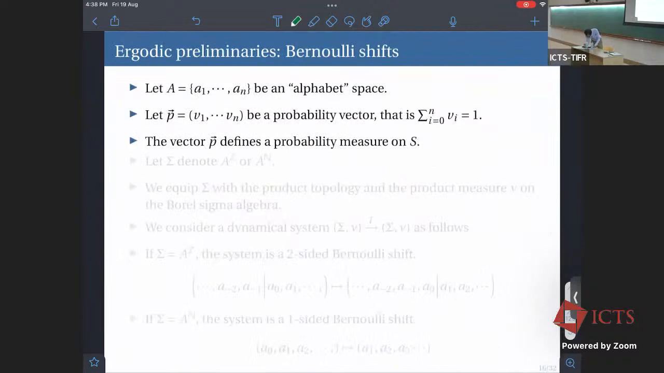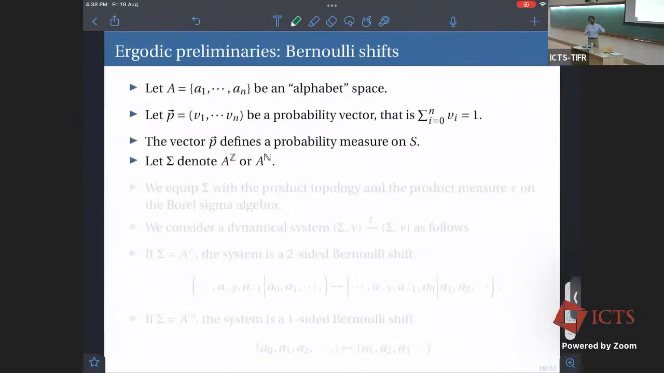So here it should be A. So the probability vector defines a probability measure on A. So A1 occurs with probability V1, A2 occurs with probability V2, and so on and so forth.